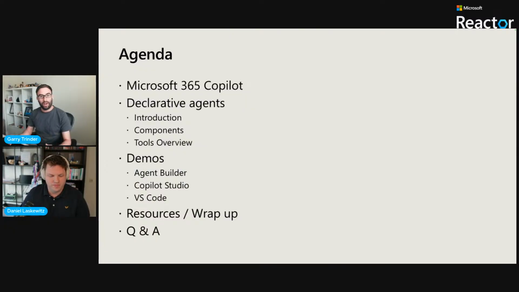So just to give you a quick run through of what we're going to do in this session. We're going to have a quick intro into what is Microsoft 365 Copilot, what are declarative agents, why would you use them, and what are the things that you need to know about declarative agents, like how do they work. Then we'll go over the tooling which you can use to build them with. Then we're going to drop into demos. We've got 4 demos. We've got demos in Copilot Studio, demos in VS Code as well, and we've also got a demo in Agent Builder.